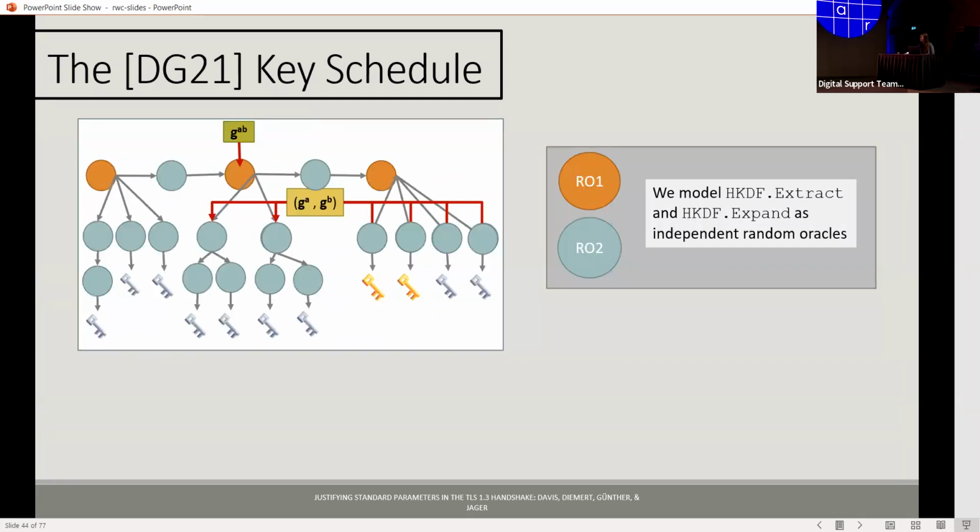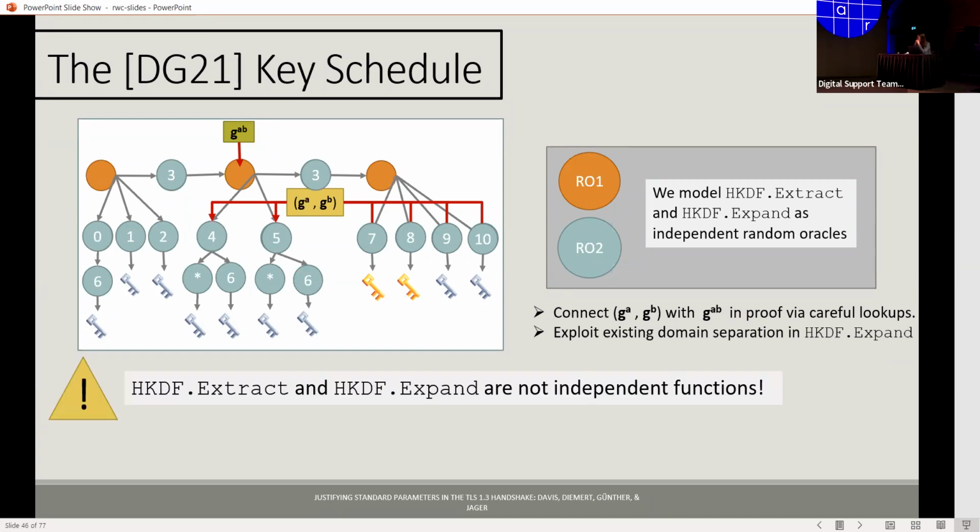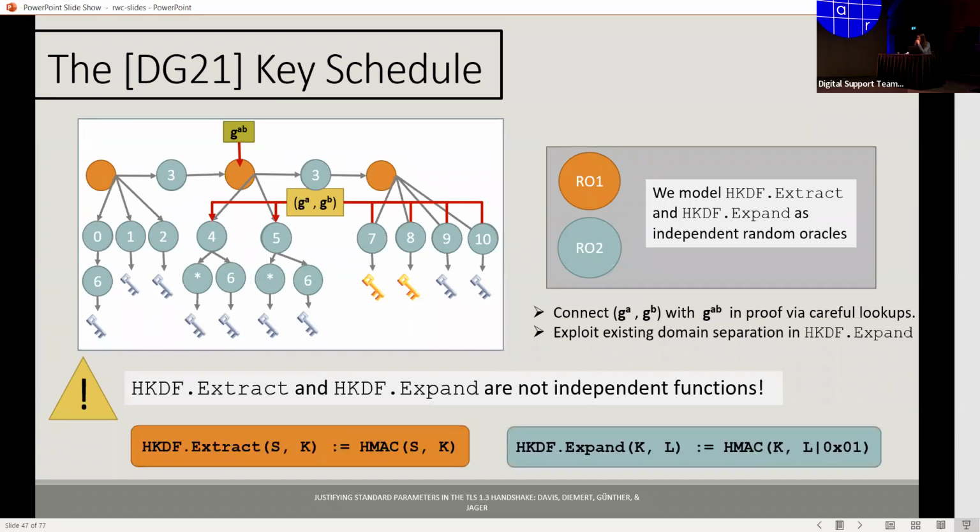Our first way of doing this, by Davis and Günther, was to model HKDF extract and expand as two independent random oracles. Although we still don't have the shares and secrets entering at the same point, we connect them in our proof with a careful lookup strategy that exploits the distinct labels in almost every call to expand. Unfortunately, that model is pretty unrealistic because if we look at the definitions of extract and expand, we'll see they're both very closely related to the HMAC function, and they have highly correlated outputs, so not independent at all.